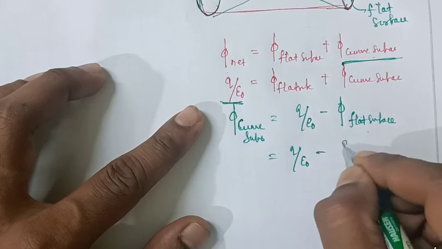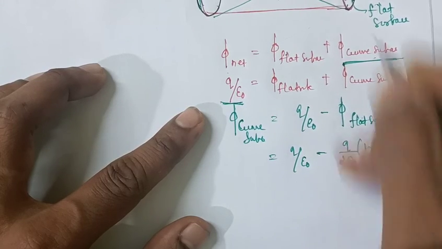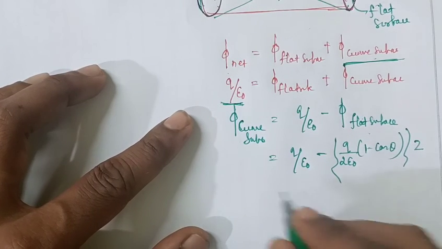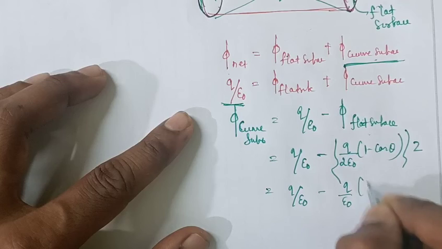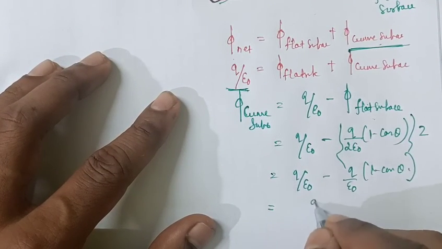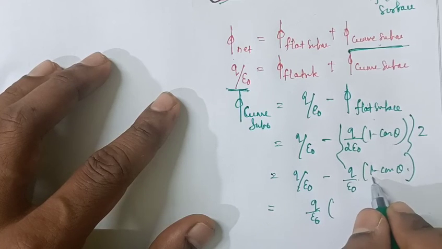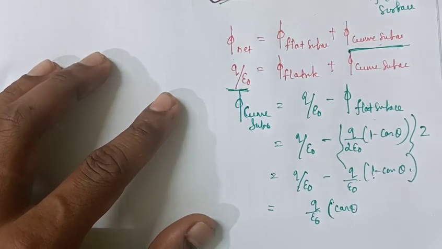So what is the expression? This is Q by 2 epsilon naught (1 minus cos theta) due to one disc. How many discs? 2 discs have been there. So I will simply multiply: Q by epsilon naught minus Q by epsilon naught (1 minus cos theta). So how much answer is coming? This is Q by epsilon naught, this is Q by epsilon naught times 1, this is Q by epsilon naught times cos theta. This expression is coming.